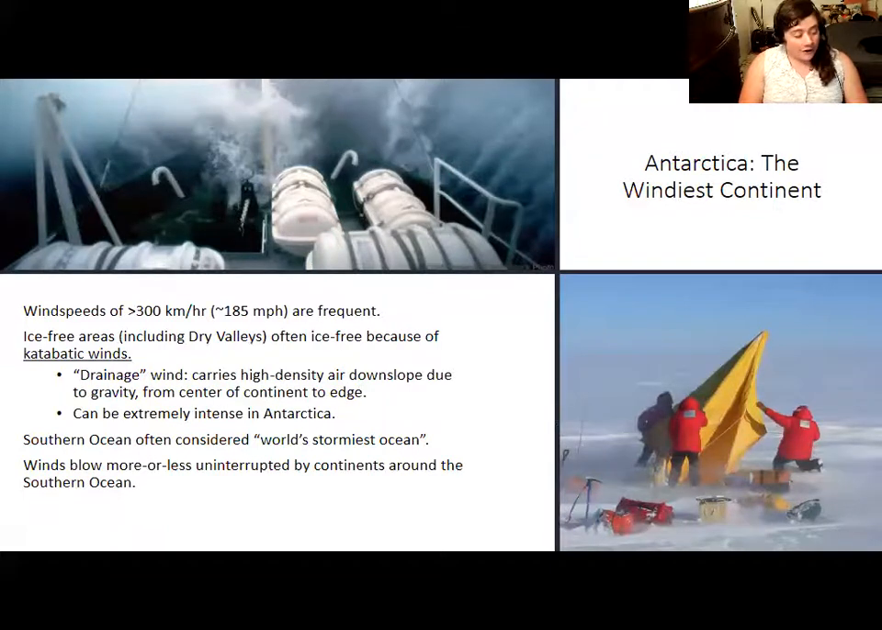Antarctica is higher in the interior. The ice sheet is built up more in the interior. And what this means is that the air traveling out from the center of Antarctica gets accelerated by the slope. And you get this drainage wind, this wind that is taking air downslope due to gravity from the center of the continent to the edge.